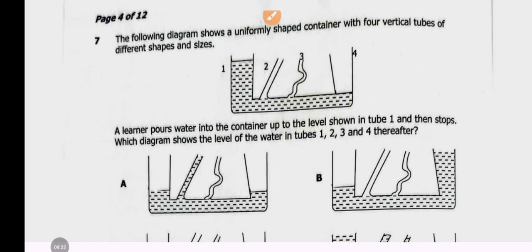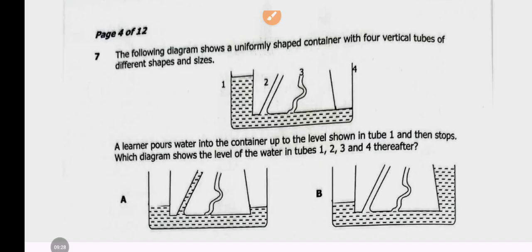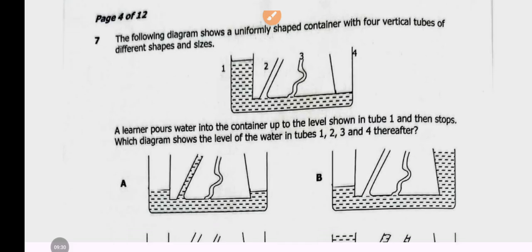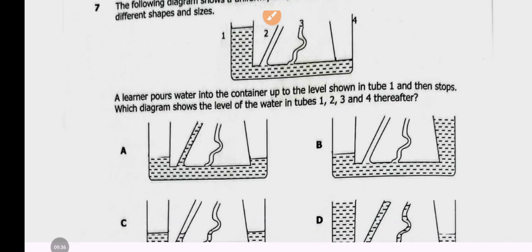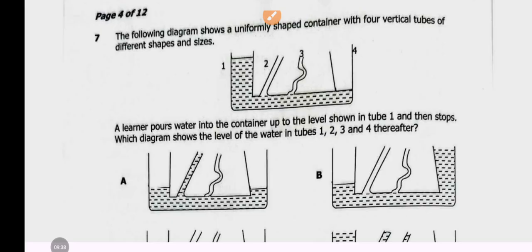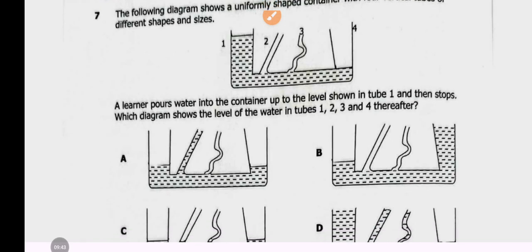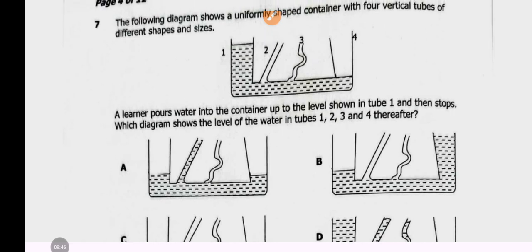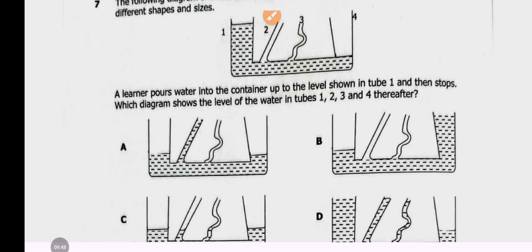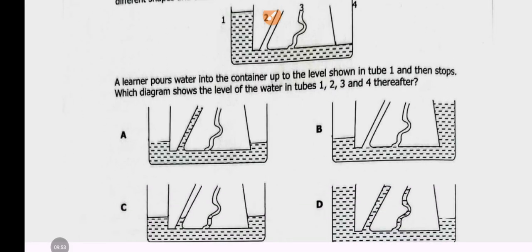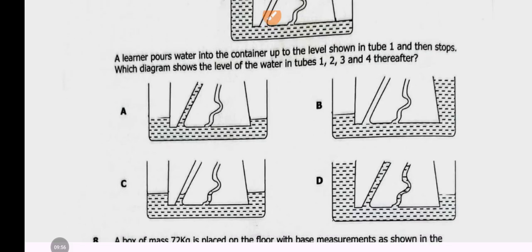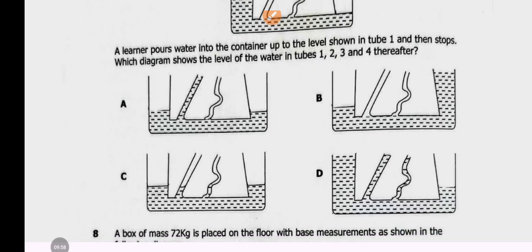Question 7 is about pressure. The following diagram shows a uniformly shaped container with 4 vertical tubes of different shapes and sizes. A learner pours water into the container up to the level shown in tube 1 and then stops. Which diagram shows the level of water in the tubes 1, 2, 3, and 4 thereafter? So this question is a typical question that tests our understanding of the factors that affect pressure.